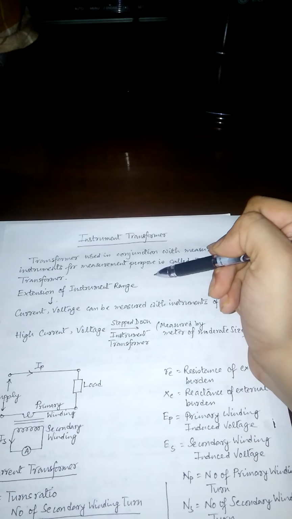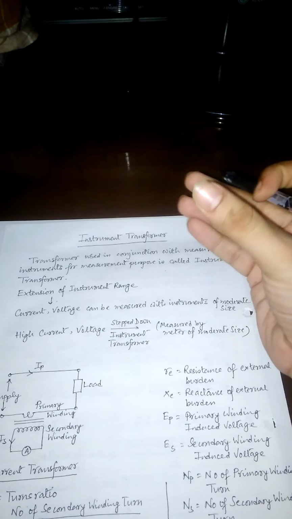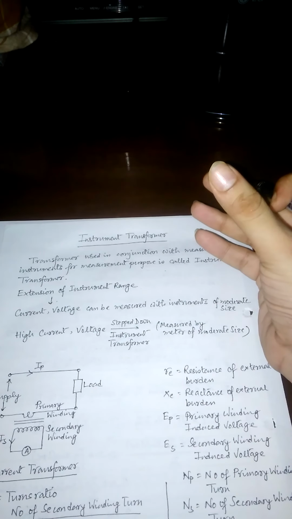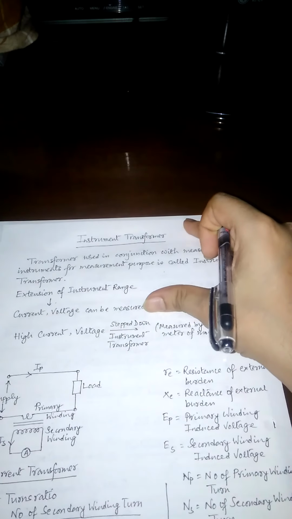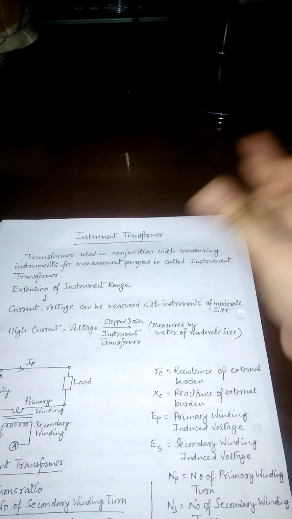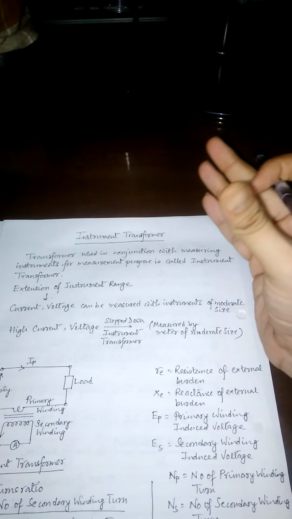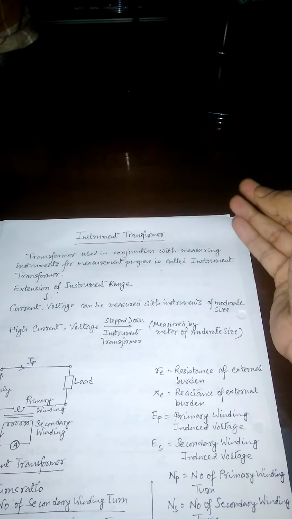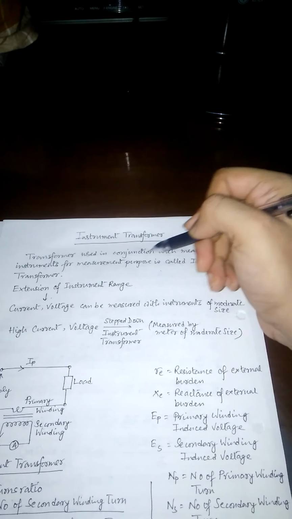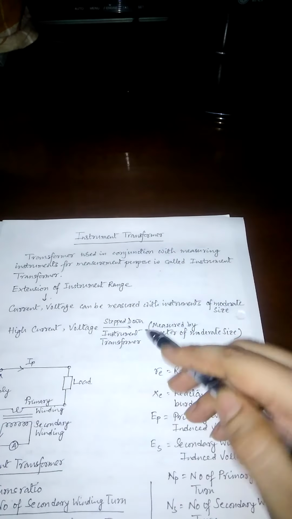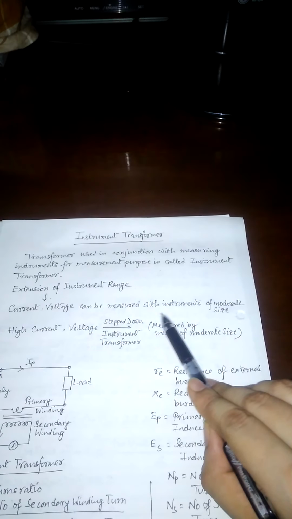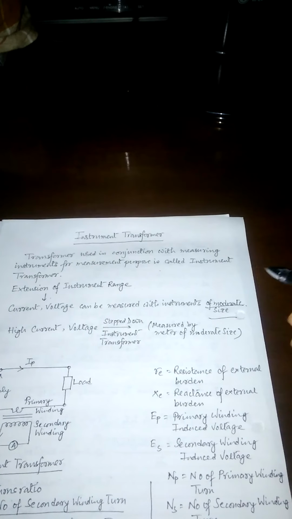a particular meter. In our earlier classes, we discussed the extension of range for the ammeter, voltmeter, etc. And there we saw that shunts and multipliers are used for the extension of range. But there are some drawbacks and disadvantages of shunts and multipliers that we have discussed earlier. To overcome that, an instrument transformer can be used, and it helps to extend the range of the instrument. That means the current and voltage can be measured with an instrument of moderate size, at reasonable cost, that is available in our markets.